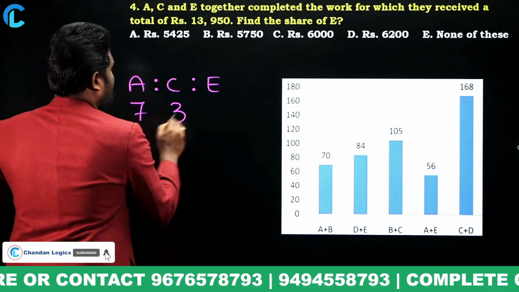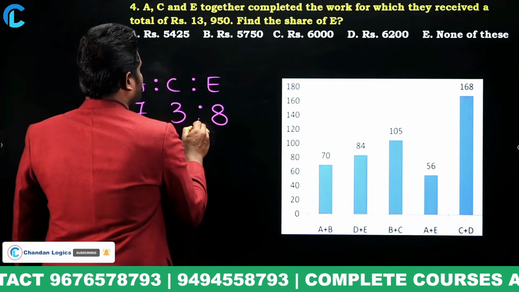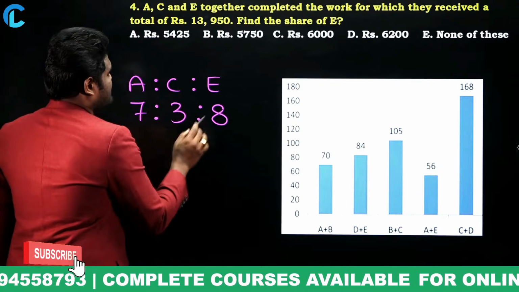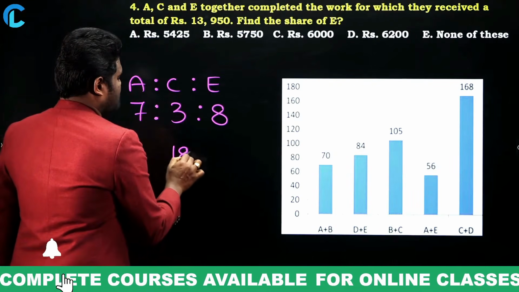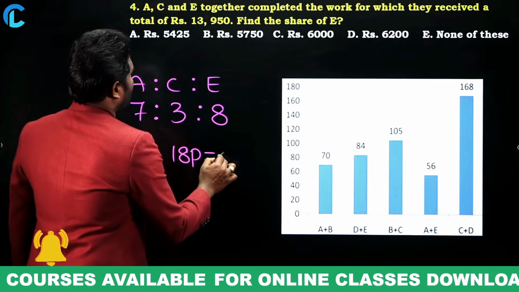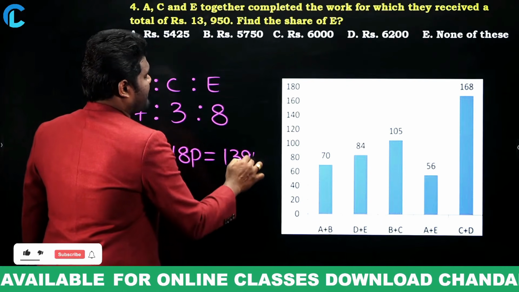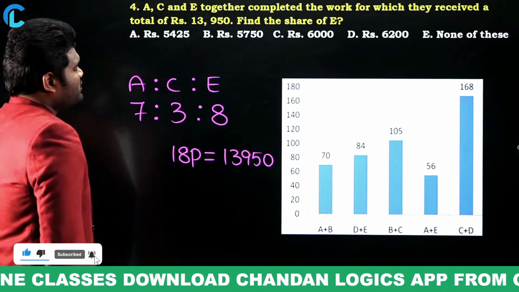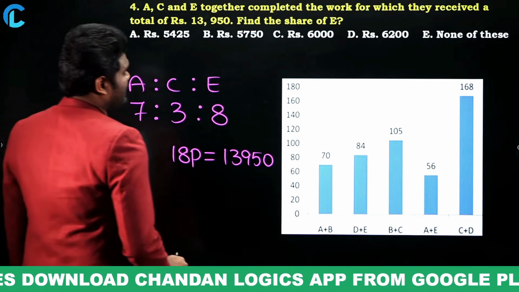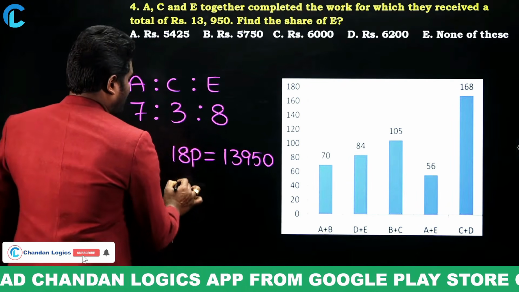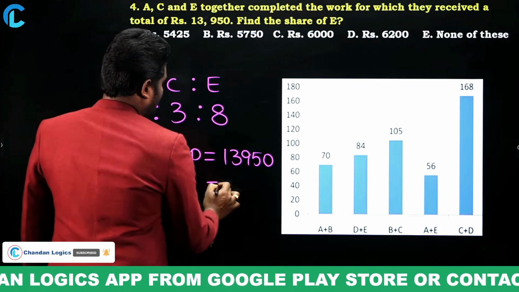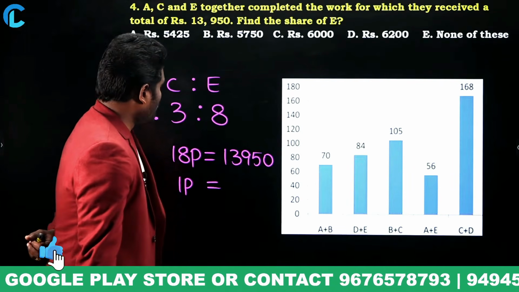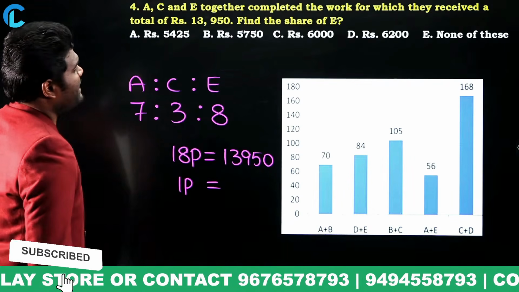So the efficiency ratio is 7 : 3 : 8. Now, the sum A plus C plus E, the total is going to be how much? 18 parts. So 18 parts is equal to how much? 13950. Yes or no? From this, one part is going to be how much? 18 parts is nothing but 13950. From this, one part value will be how much?